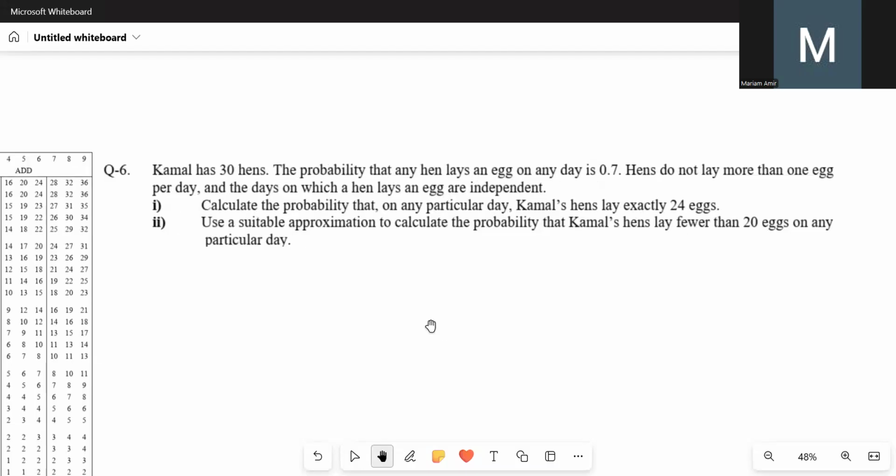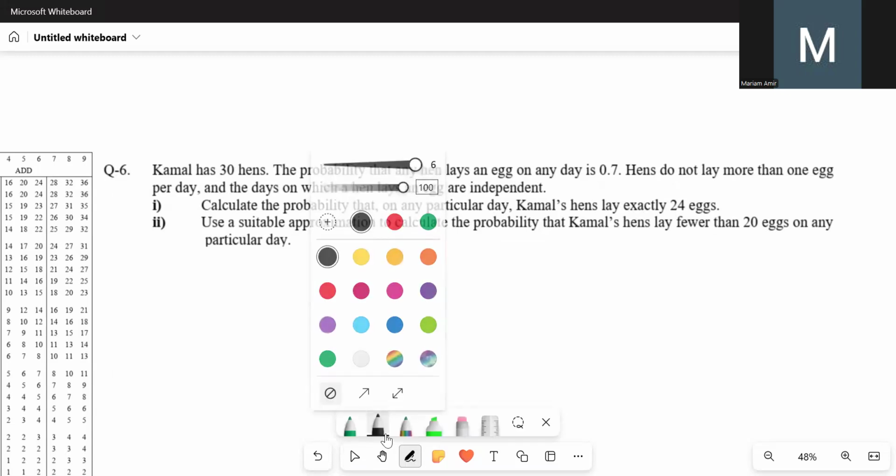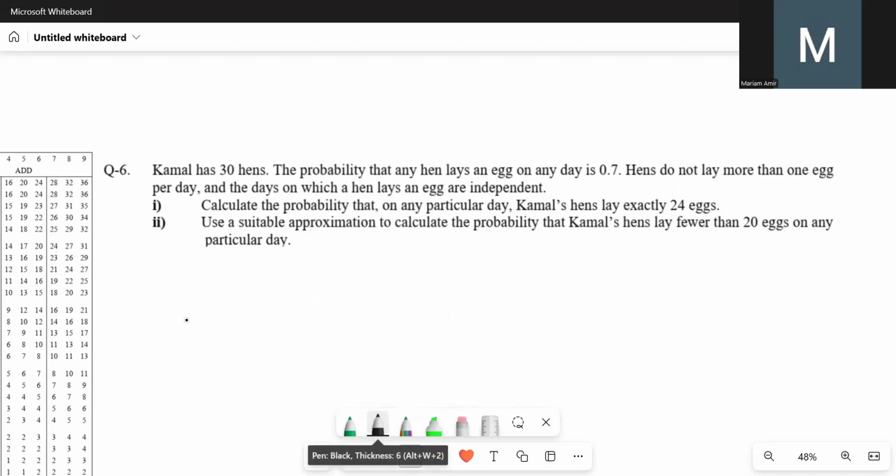Kamal has 30 hens. Probability that any hen lays an egg on any day is 0.7. Hens do not lay more than one egg per day, and the days on which a hen lays an egg are independent. Calculate the probability that on any particular day, Kamal's hens lay exactly 24 eggs. So 24 out of the 30 hens should be laying eggs. This is the case of binomial distribution.